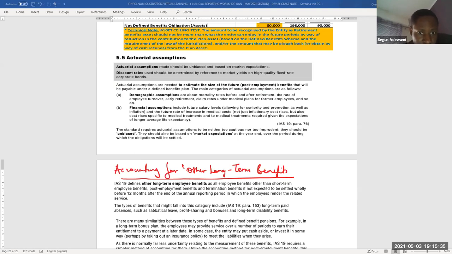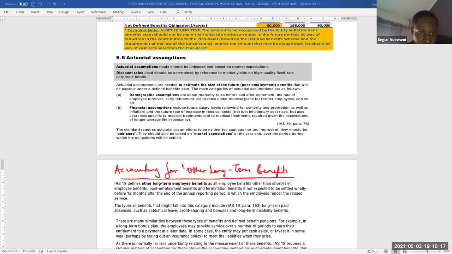Actuarial assumptions made should be unbiased and based on market expectations. Discount rates used should be determined by reference to market yields on high quality fixed interest corporate bonds. Actuarial assumptions are needed to estimate the size of the future post-employment benefits that will be payable under a defined benefit plan. The main categories of actuarial assumptions are as follows. A, demographic assumptions are about mortality rates before and after retirement, the rate of employment turnover, early retirement, claim rates under medical plans for former employees, and so on.